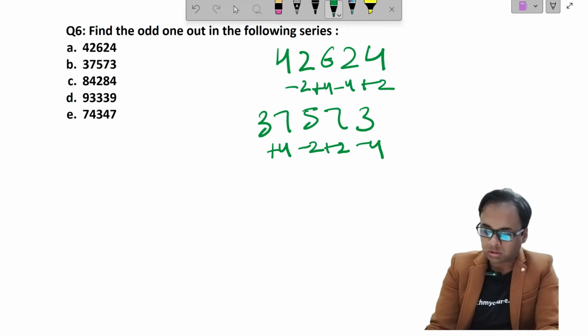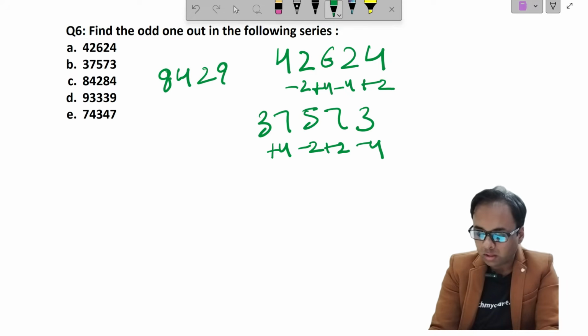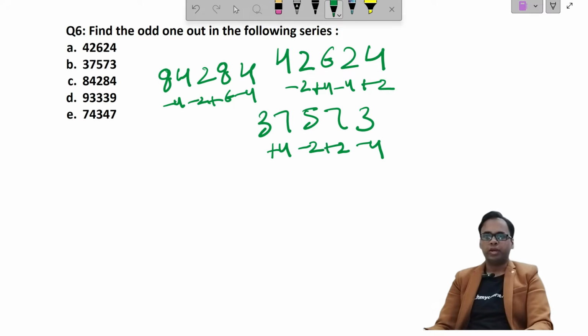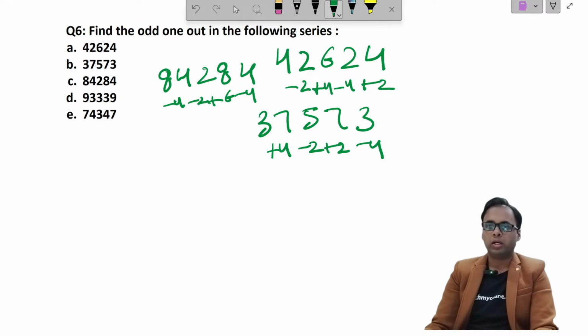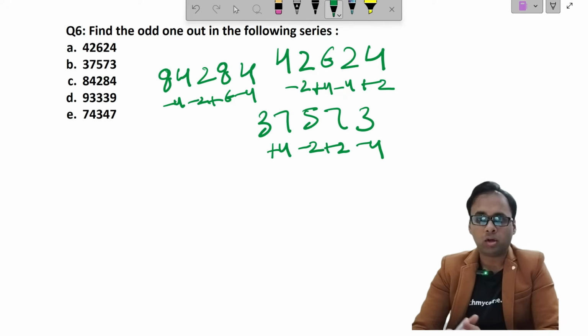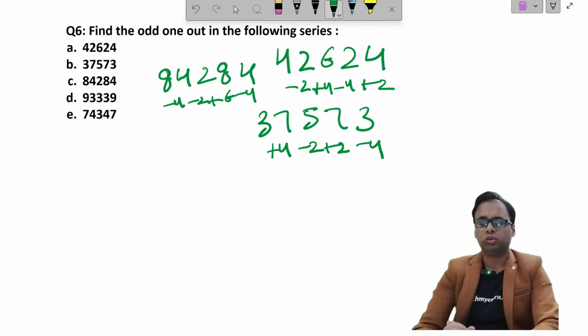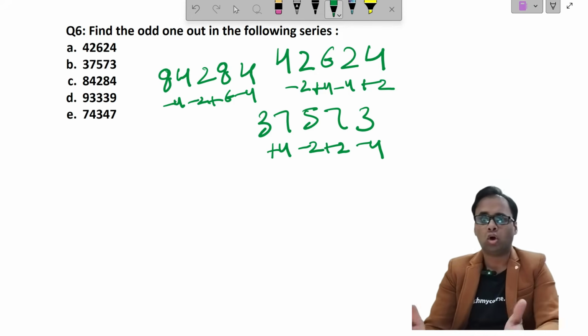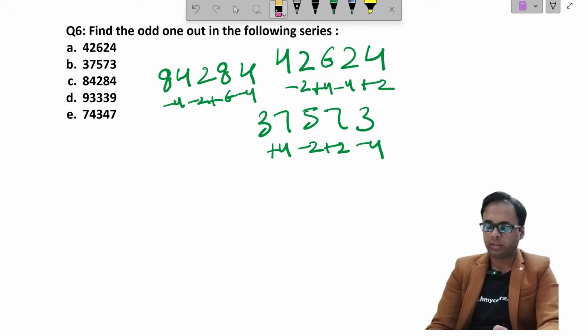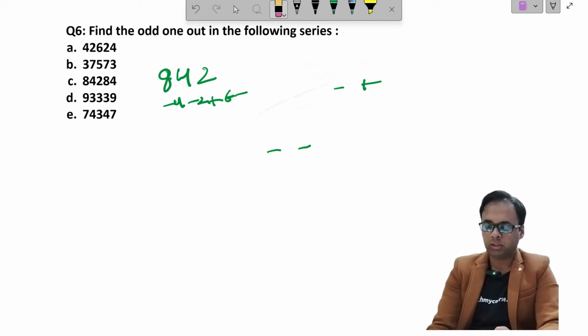Let me see option number C, which is 84284. It is minus 4, minus 2, plus 6, minus 4. This is very vague. We are not able to find a clear pattern. Let us not even talk about finding the odd one out. We are not able to decipher the pattern in the individual options, so how will we find the odd one out? So you think it is a very tricky question? Let us see.